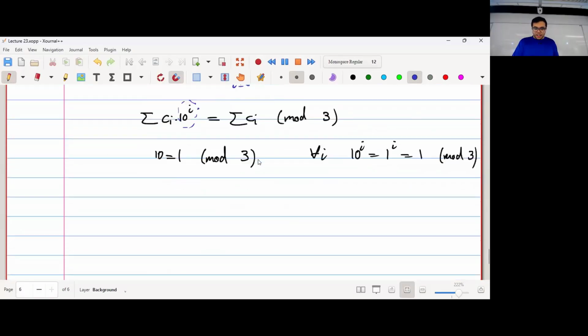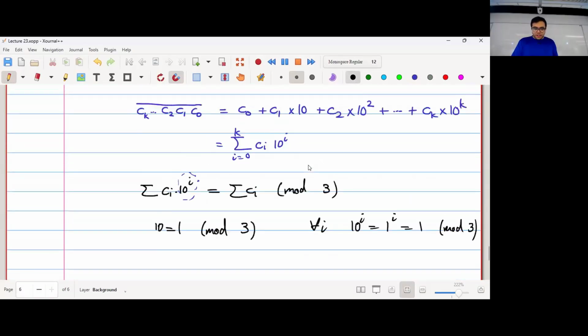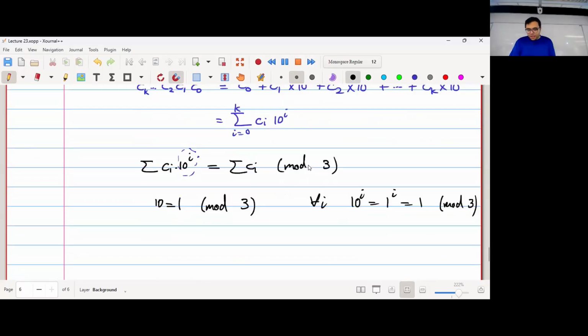Okay. What if my number is written in base 10, but I want to check divisibility modulo 11? What can I do in that case?